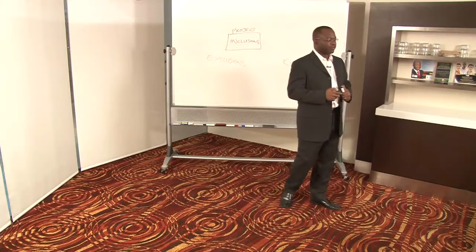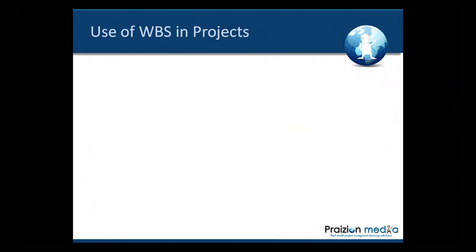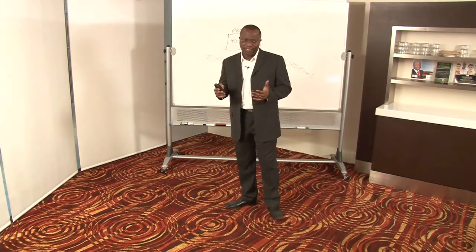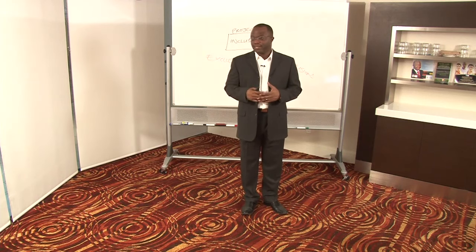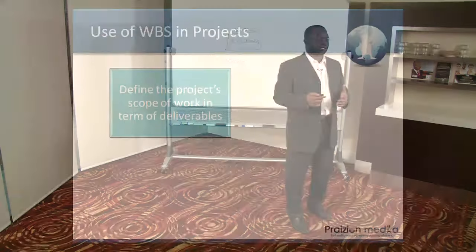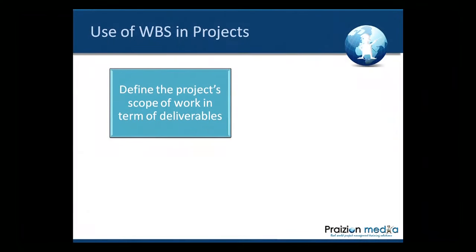Take a look here at the screen. So what do we use the WBS for? Let's talk about this a little bit. The WBS, in my mind, is a great way of communicating and being on the same page as your stakeholders. So the WBS defines the project scope. If you can see it on the screen here, it defines the project scope of work in terms of deliverables.